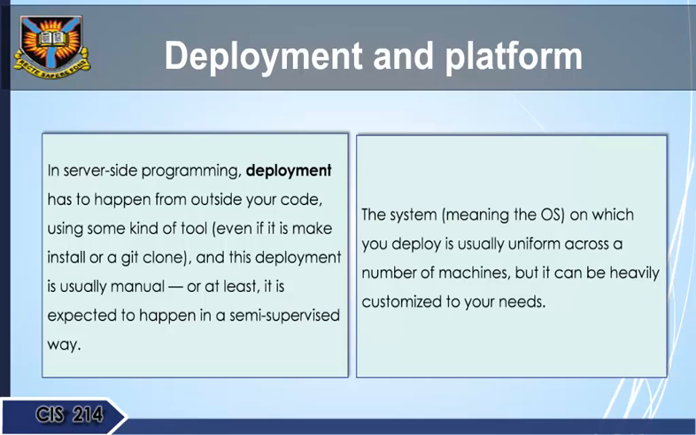Deployment and platform. In server-side programming, deployment has to happen from outside your code using some kind of tool, even if it is make, install, or a Git clone. And this deployment is usually manual, or at least it is expected to happen in a semi-supervised way. The system, meaning the OS on which you deploy, is usually uniform across a number of machines, but it can be heavily customized to your needs.